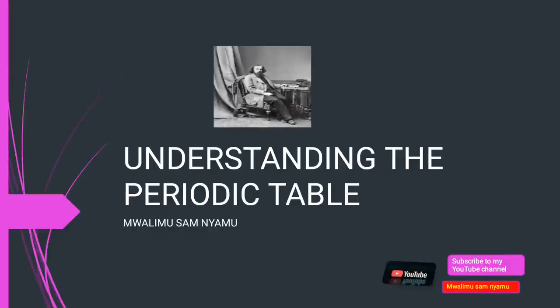Yes, so in our today's lesson, we shall be looking at the periodic table, and more specifically, we shall be trying to understand the structure of the atom.